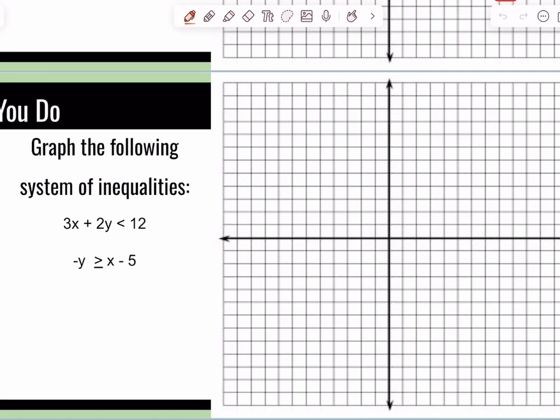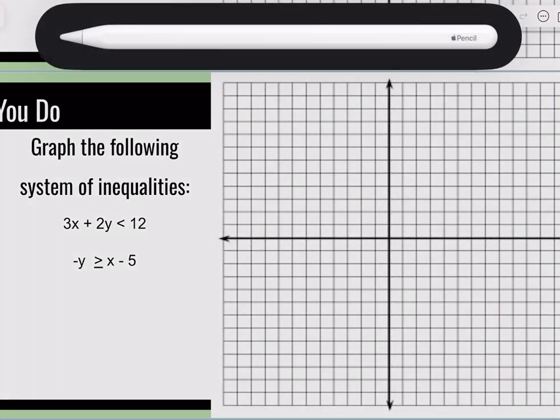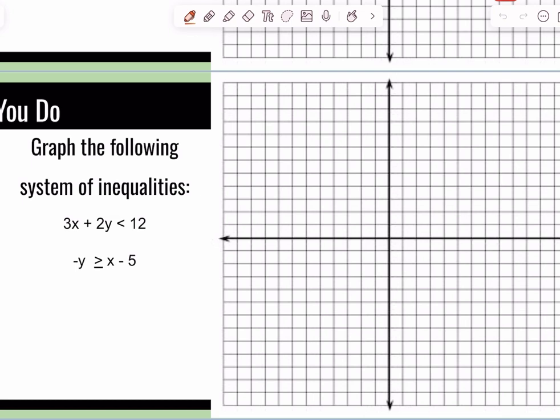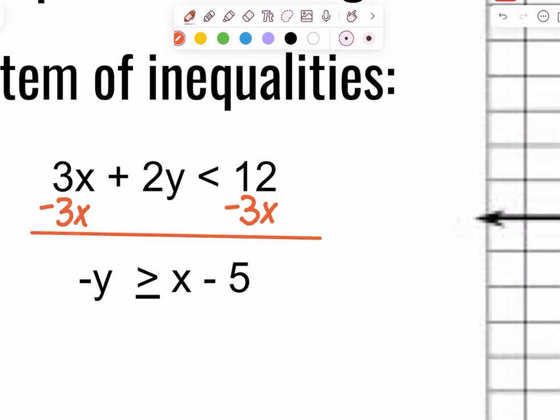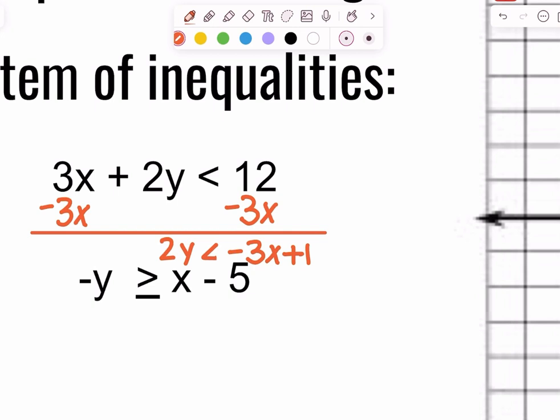You want to pause the video and try to graph your own to see if you learned what we learned today. Alright, for the first one, it is not in y equals form, so we need to make it in y equals form. First thing I will do is get rid of the 3x, so I'm going to subtract 3x, subtract 3x. That will give me 2y is less than negative 3x plus 12. Then I'm going to divide all three things by 2. And it's a positive 2, so I don't need to flip my sign. And that'll leave me with y is less than negative 3 over 2 x plus 6.